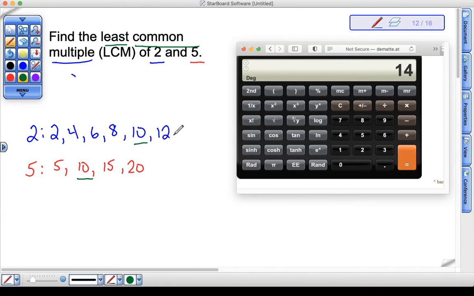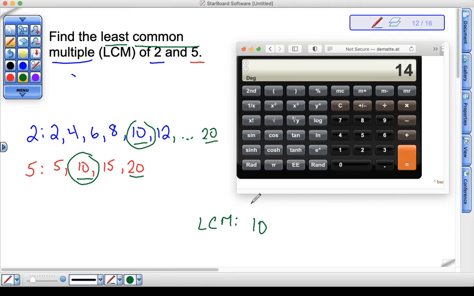If I kept counting over here, eventually I would get to a 20. So these would be in common as well, but we want the least common multiple. In that case, it's going to be a 10 for each of these. So in your answers, when it says, what is the LCM, it is going to be 10.